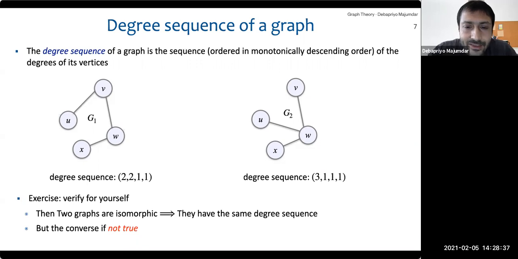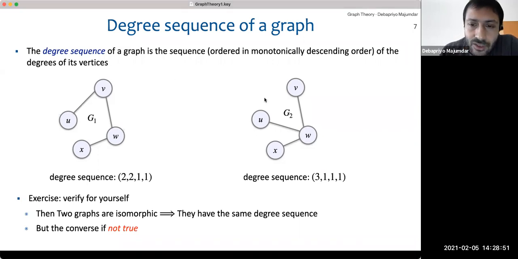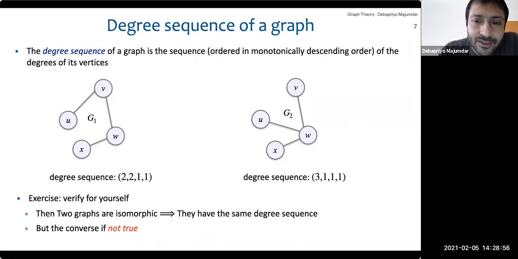Well, the thing is, nothing is known about it. There is no known list of invariants which will guarantee that two graphs are isomorphic. But nevertheless, you can check by degree sequence and other things that two graphs are not isomorphic. So that way you can do it.